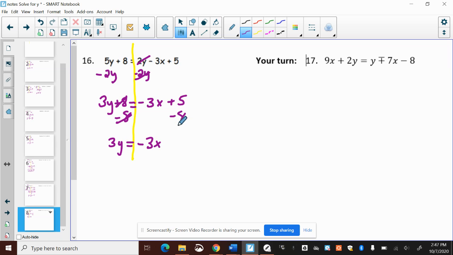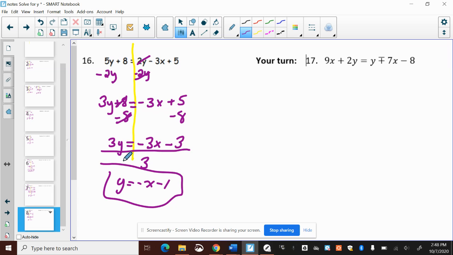Negative 3x doesn't combine with these numbers. That's going to leave us with negative 8 plus 5. Let's see, negative 3. We want to get to just y, so we're going to divide all three terms by 3. And we get y is equal to minus x minus 1. All right, and that is how we solve for y.